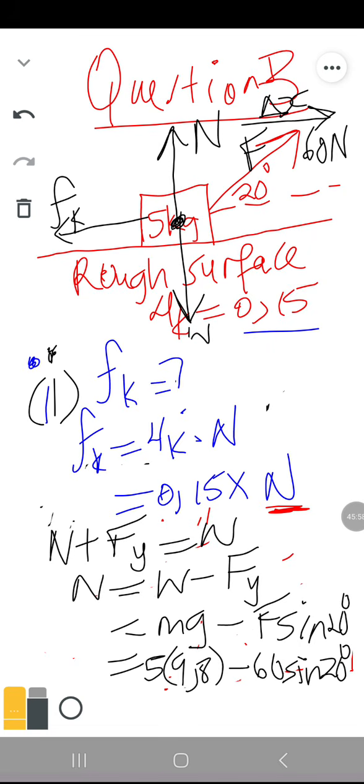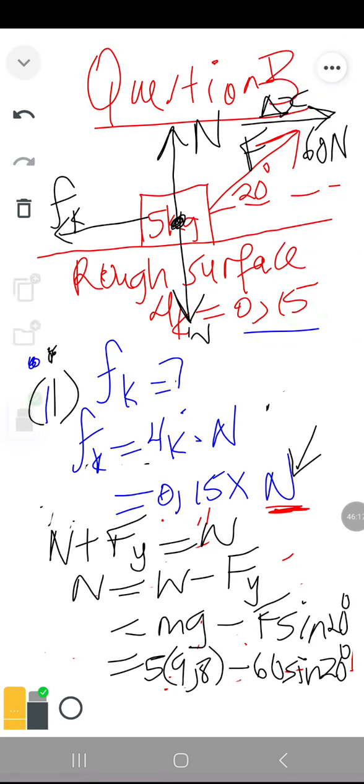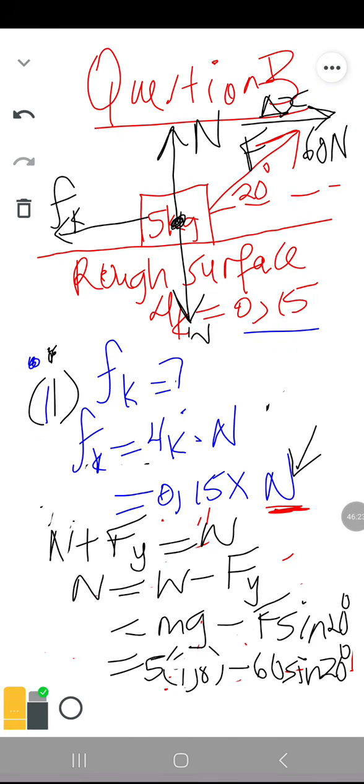I hope you managed to copy this. I'm still going to wrap here. So this is your normal force. We are going to use that normal force and substitute it into our formula, 0.15 multiplied by the normal force. You are free to pause the video so that you have time to copy the calculation.